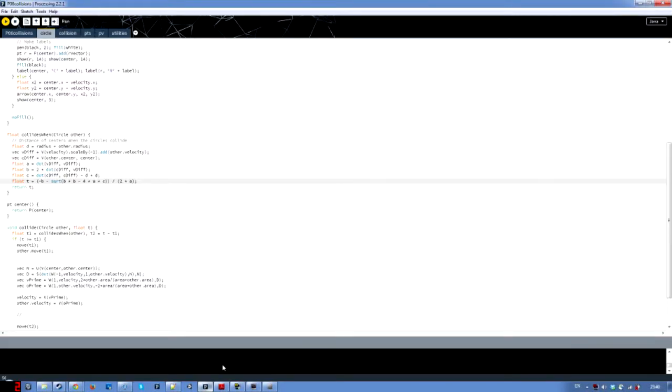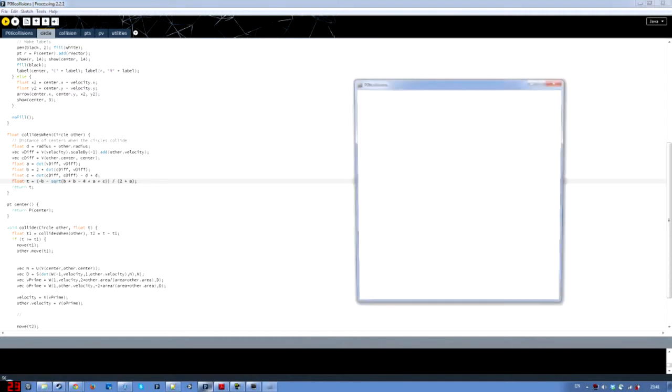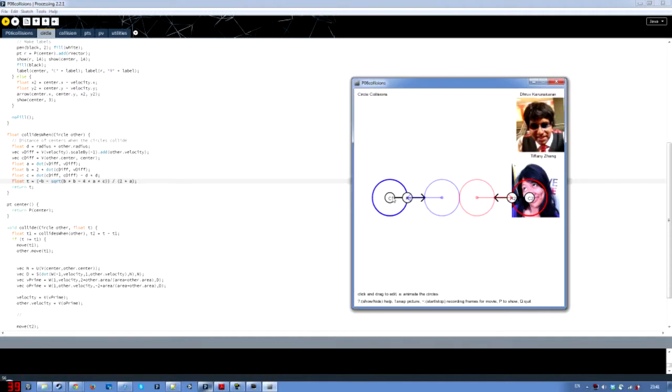Now Tiffany will talk about why this is important. We could have solved for the collision detection just by iterating the time in a loop, adding 0.1 to the time each time and increasing the position of the circles, and finding the point when the distance between the circles is approximately the sum of the radii.